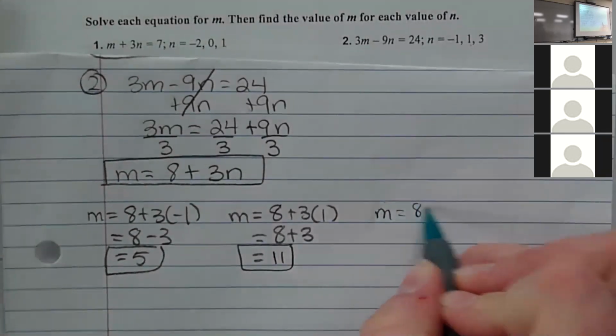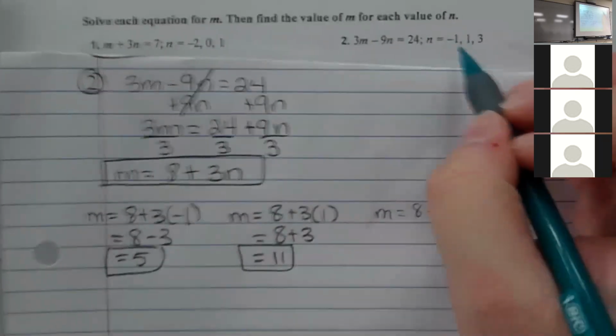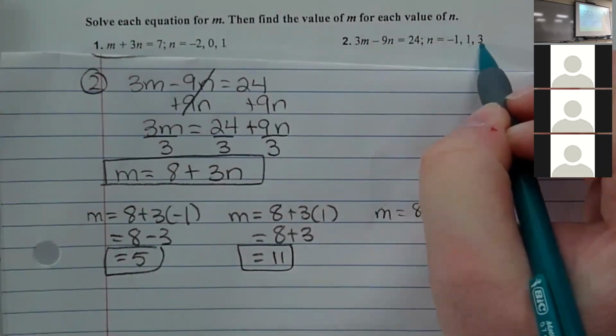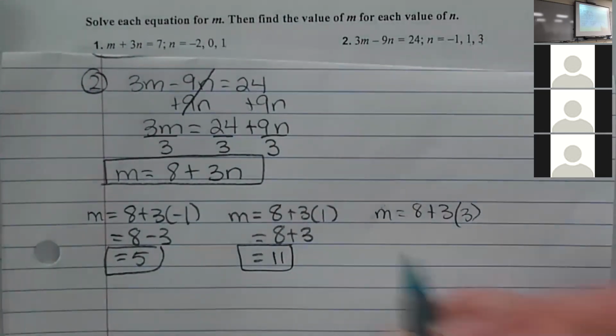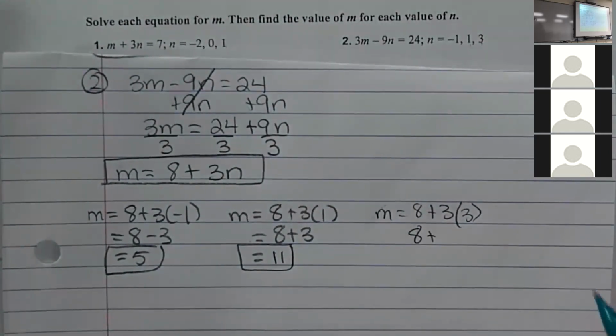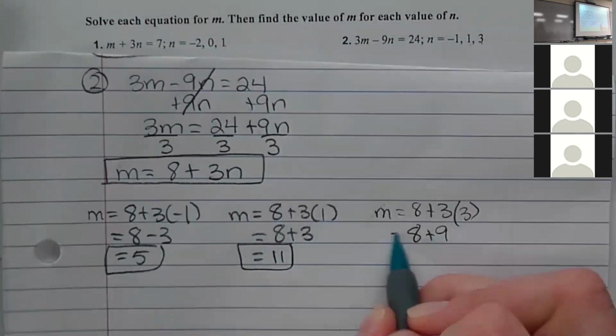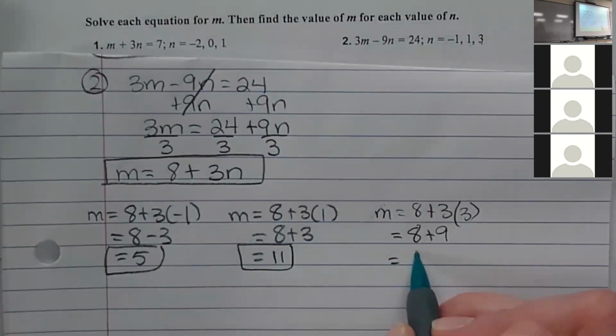M equals 8 plus 3 times, what's the last number they need us to put in? 3. What's 3 times 3? 9. What's 8 plus 9? 17.